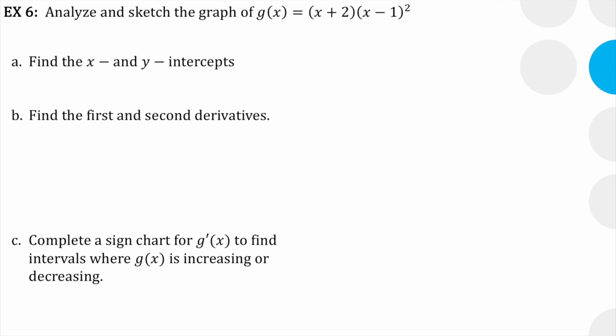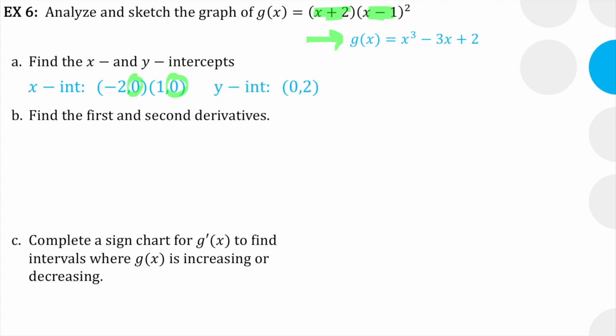We're going to go through that whole process with this graph here. g of x equals (x plus 2) times (x minus 1) squared. So first of all, we'll find the x and y intercepts. Sometimes it's easier to work with the graph when it's in this form, so I went ahead and expanded it. You can see the x-intercepts sitting right here, so those will be at -2 and 1. You can plug those values back in to find the corresponding y values. And then the y-intercept is when x equals 0, so that's going to give us (0, 2), because if we plug in zeros for these x's, we're just left with 2.